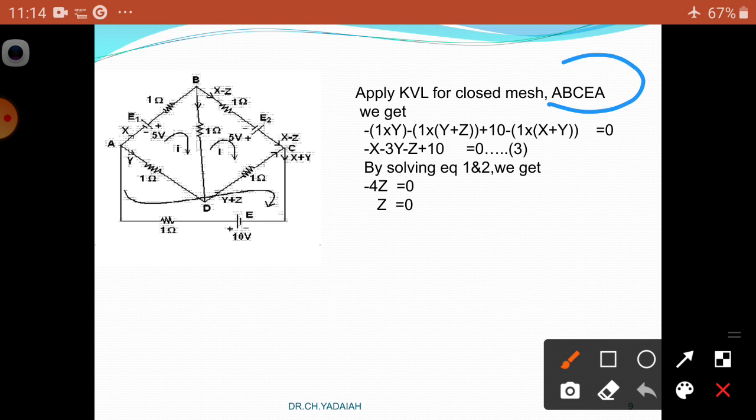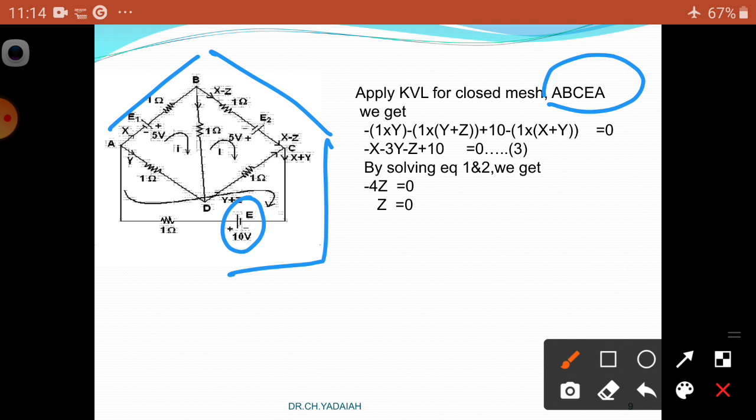Another loop: A, B, C, A. That means AB, BC, and CE. C is this, this is E, and from E it is going to A. So we take the loop this way. From the AB branch write the terms, BC write the terms, CE write the terms, and E to A write the terms. So what are the values you are going to get?